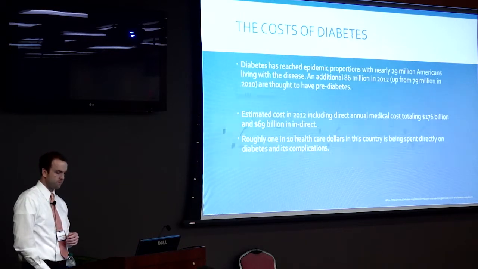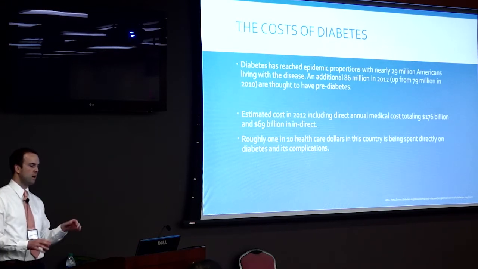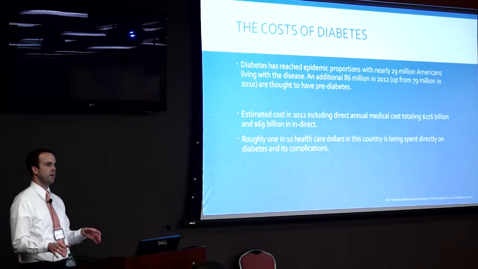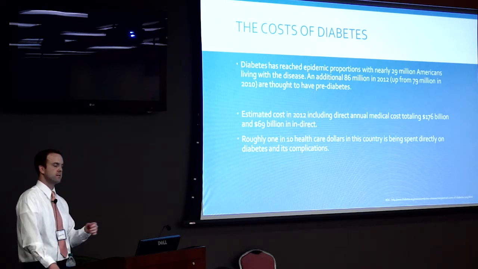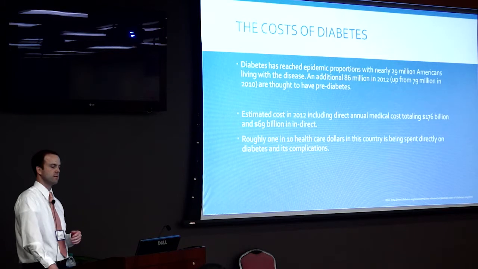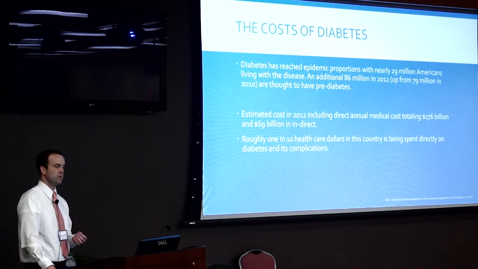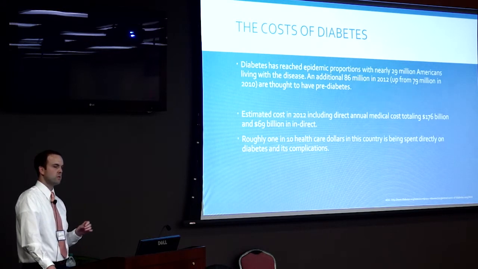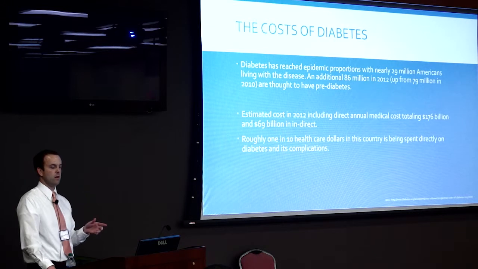And this is why I really want to focus on this, the cost of diabetes. It has risen so much since the 1980s, 90s, and 2000s. As you can tell, well, you can read, it's epidemic proportions now, with 29 million Americans living with the disease, and an additional 86 million in 2012, up from 79 million in 2010, are thought to have pre-diabetes. So estimated costs in 2012, direct being $176 billion, indirect being $69 billion.